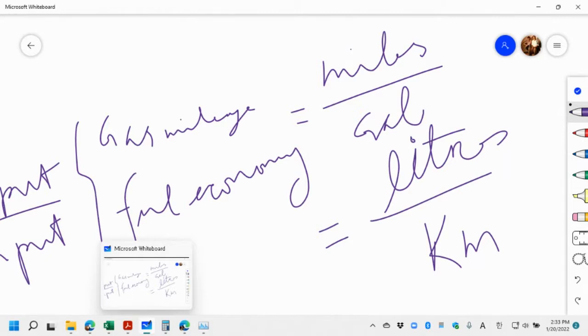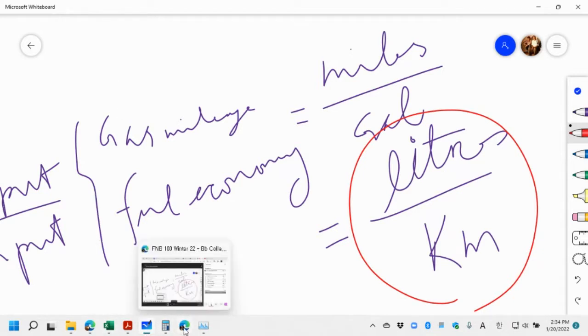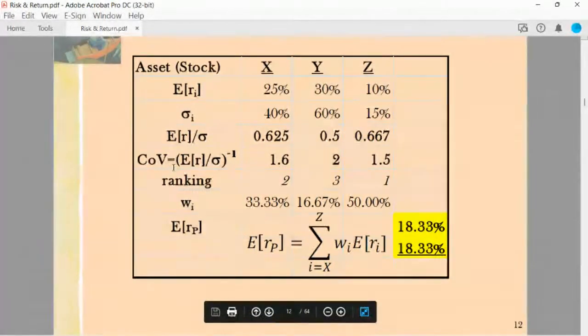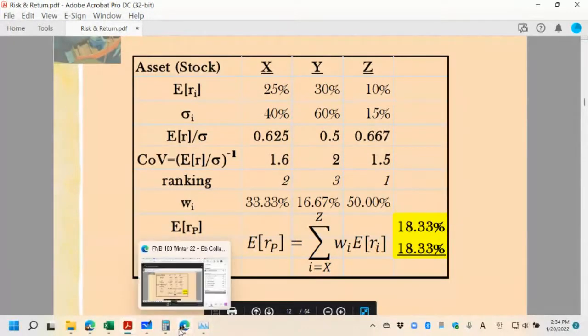So in the U.S., gas price is cheaper. $3.80 is considered expensive. Go to other countries, South Korea, Europe, it's much more expensive because they don't produce oil. They depend on imports. For those countries, expressing gas mileage this way makes more sense because they want to save on gas. The lower the gas consumption per kilometer, the better. That's why it's inverse gas mileage, and the same idea applies: the coefficient of variation is the inverse return risk ratio, right? So everyone is okay up to that point.